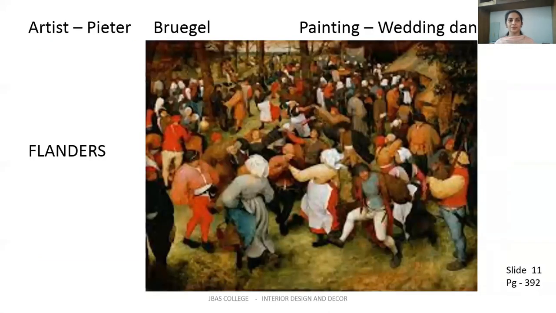Here is another one by Peter Bruegel where he showed a wedding dance. For a change, it was not an assembled group that was always being depicted and painted, where everything was planned, every figure was planned, every figure had a role to play or an emotion to play within the painting. But here, it's just the entire community that is involved in an activity like dance, where everybody is completely flowing with the rhythm of the music.